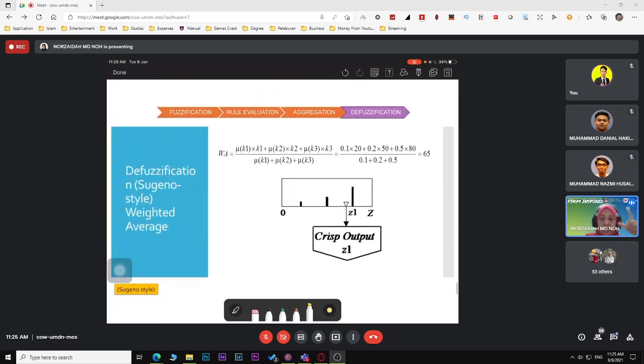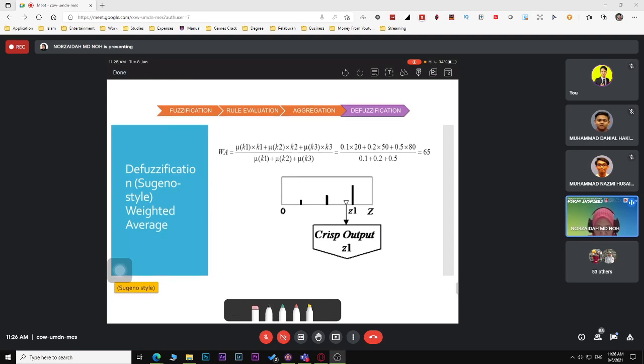Alright, and then bila you gunakan this function just now, you have to find the weighted average. Okay, so find the weighted average. Dah dapat mu tadi, you darabkan dengan K, macam yang saya tunjuk tadi kan. 0.1 katakan untuk K1, darab dengan K1. 0.2 daripada rule 2, darab dengan K2. 0.5 daripada rule 3 tadi, darab dengan K3. Lepas tu total divide by dengan total of degree of membership.